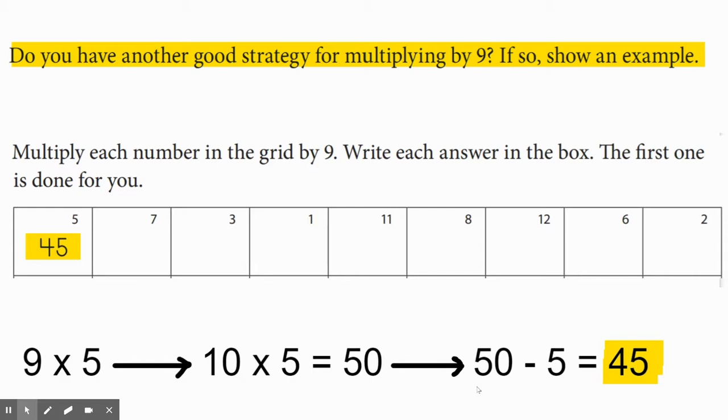There are different strategies for every single digit multiplication problem. Do you have another good strategy for multiplying by 9? If so, I'm going to give you a chance to show an example.